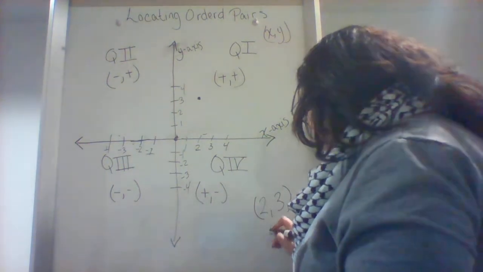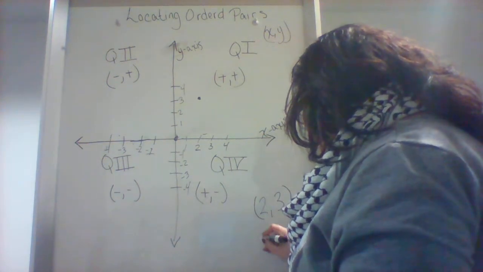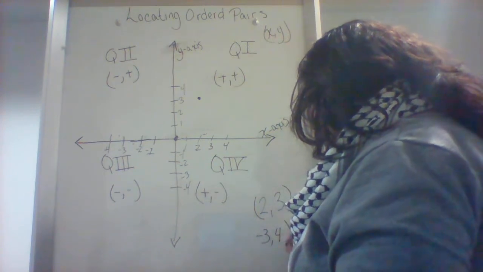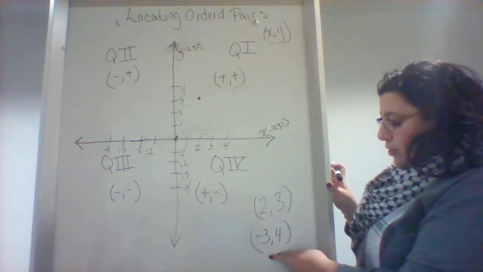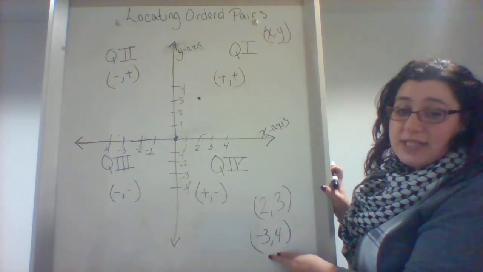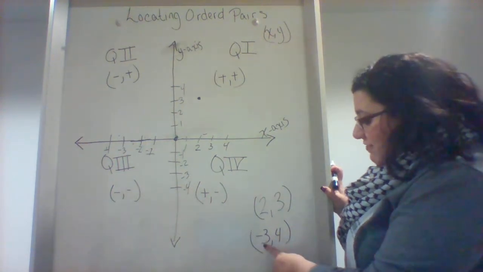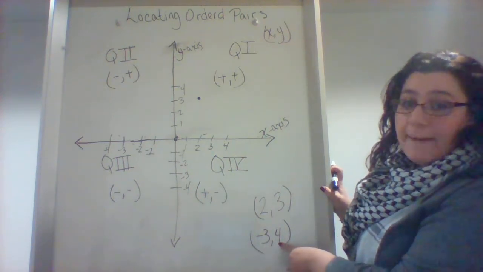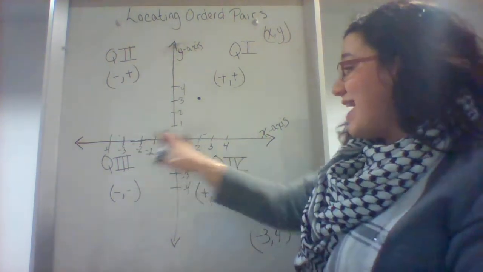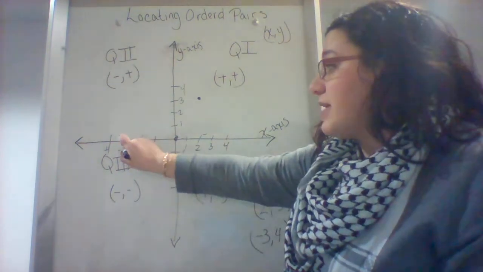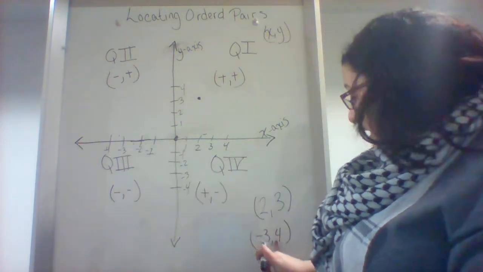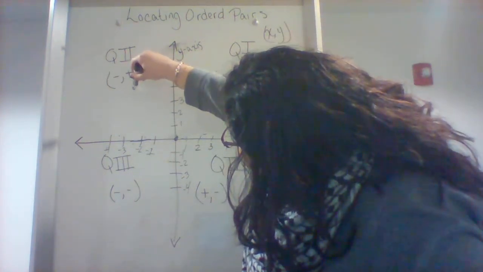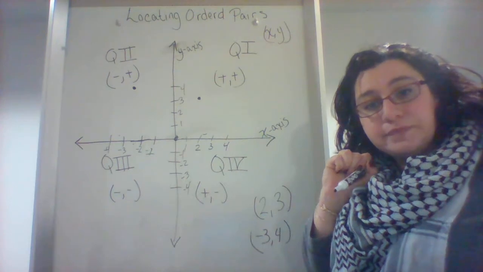Let's do negative. Let's go negative 3 and 4. So again, my ordered pair is sitting in a set of parentheses separated by a comma. I have negative 3 as my x and 4 as my y, which means on the x-axis, I'm going to go over to negative 3. And then for the y-axis, I'm going to go up to 4. And that's where that point would lie.